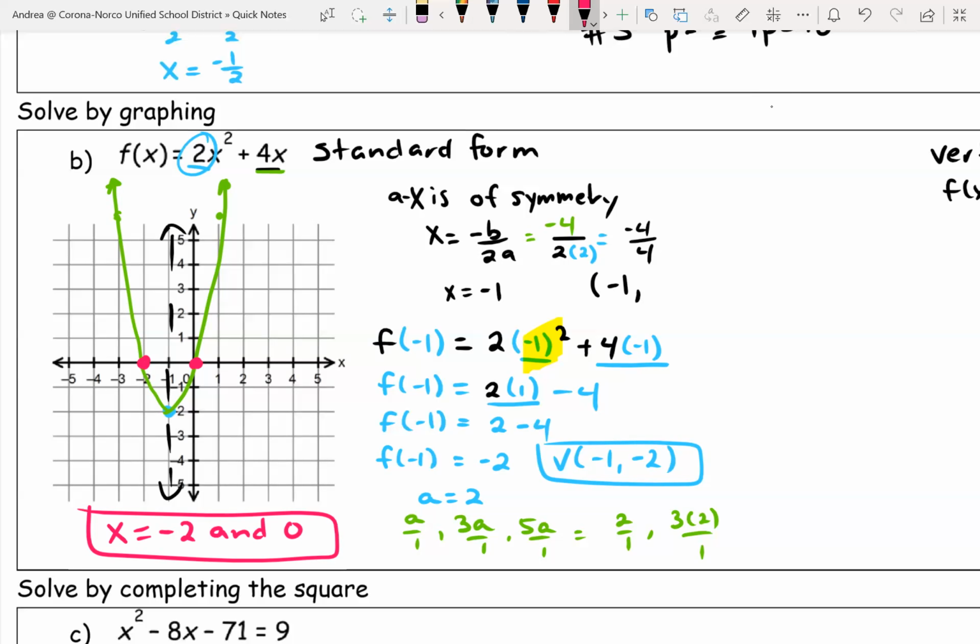Okay, so now you guys are gonna do one in your homework. Let's find one. Do number 17.